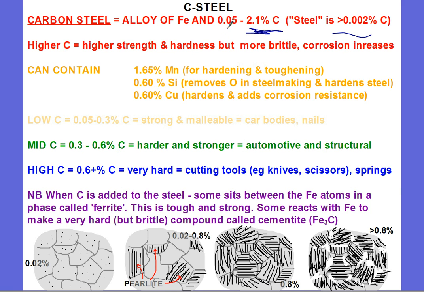As you increase the carbon concentration, it becomes stronger and harder, which is very important. But there's a trade-off, because as you increase the strength and hardness, it becomes more brittle or less ductile, and the corrosion resistance decreases or the corrosion rates increase.